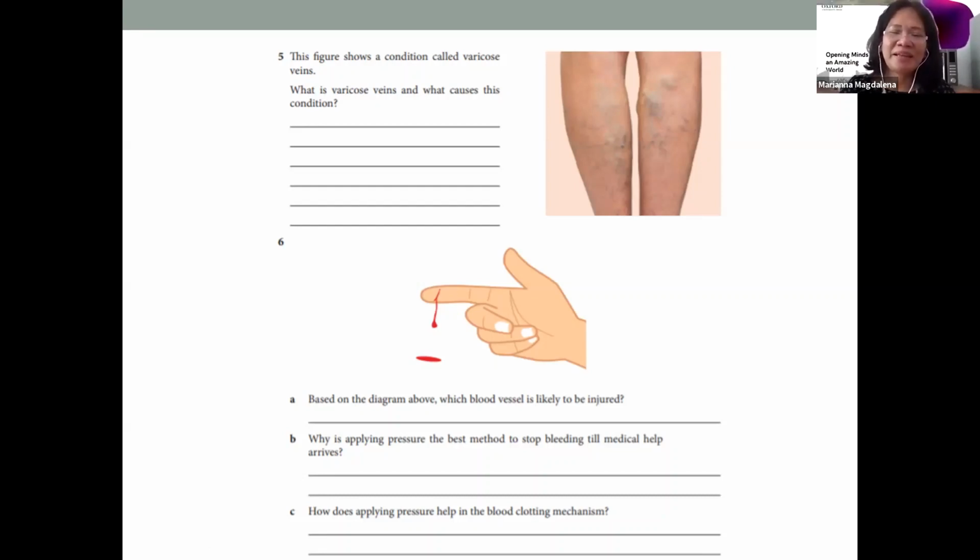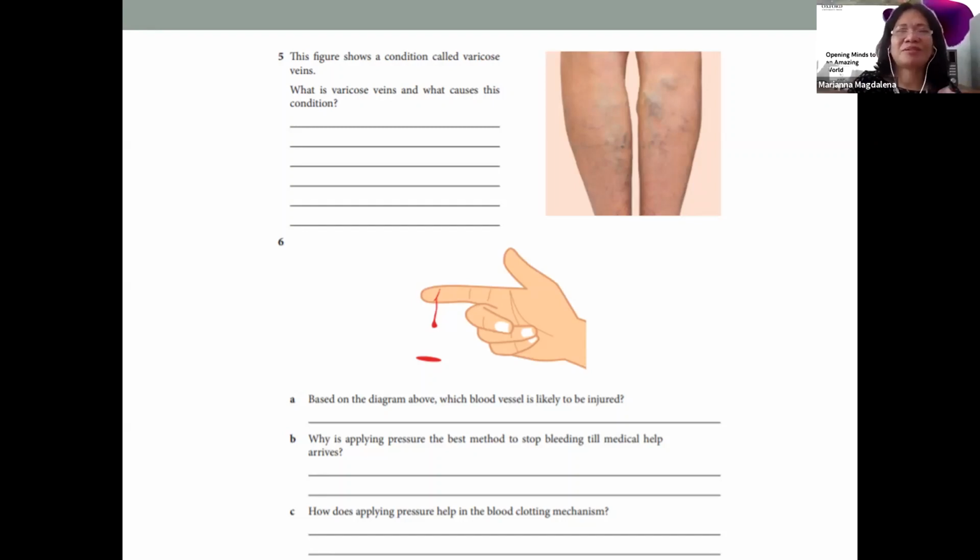And then the next is they know the answer, but they have to think: how does applying pressure help in the blood clotting mechanism? So even though they know the solution, they have to think, why does it work? How does it work?